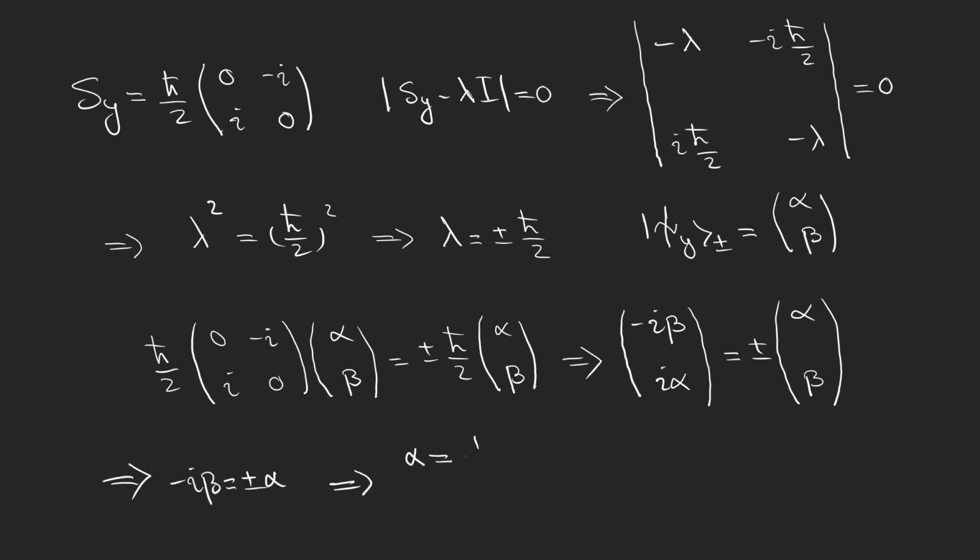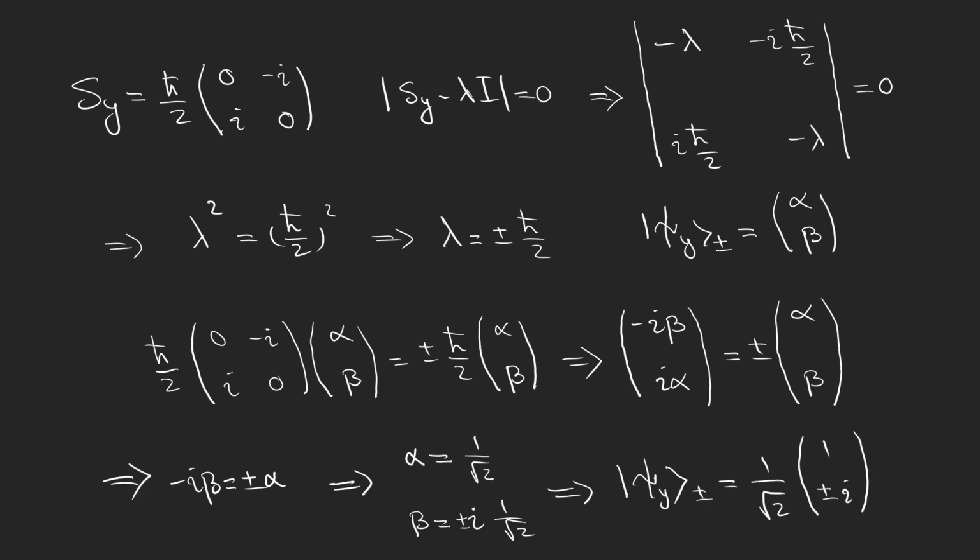If we choose alpha to be 1 divided by square root of 2, beta yields plus or minus i divided by the square root of 2. And these are the eigenspinors, or eigenvectors, or eigenstates of the y component.